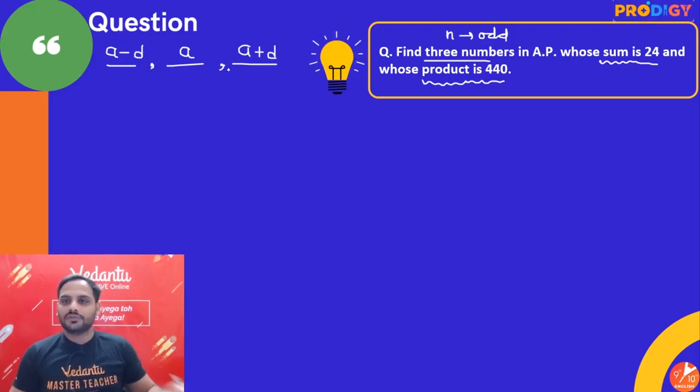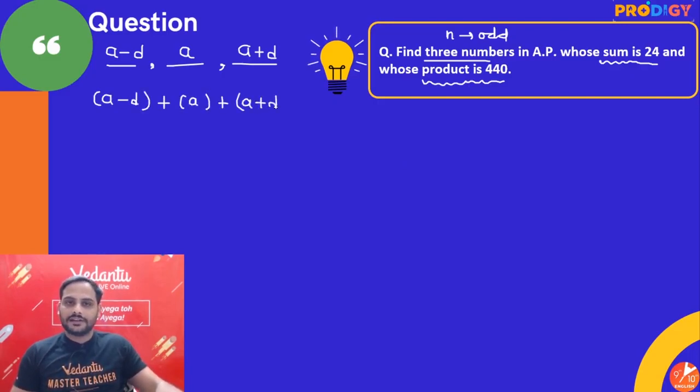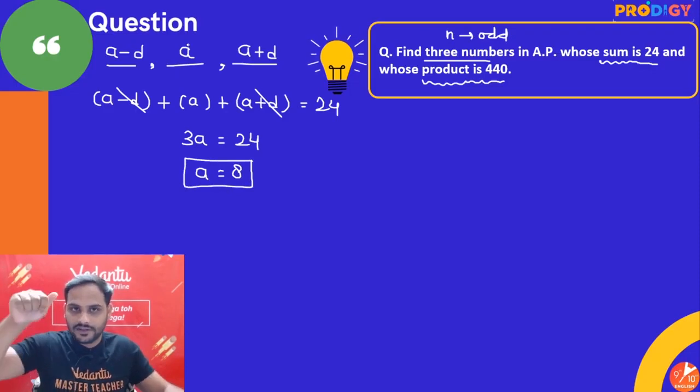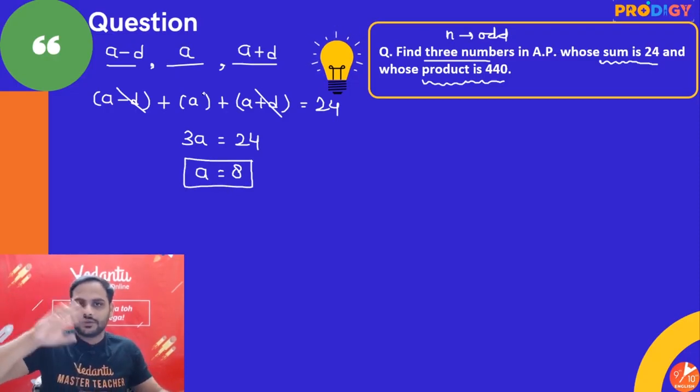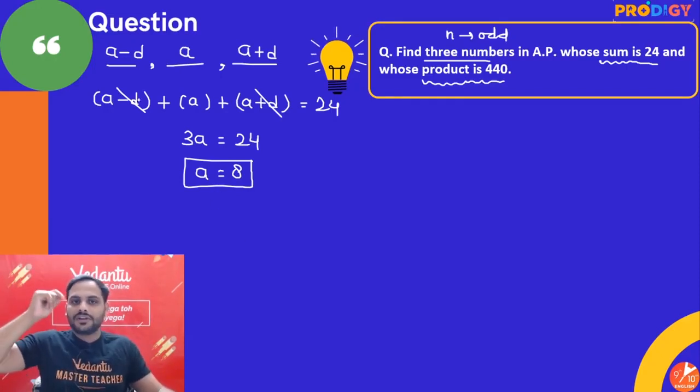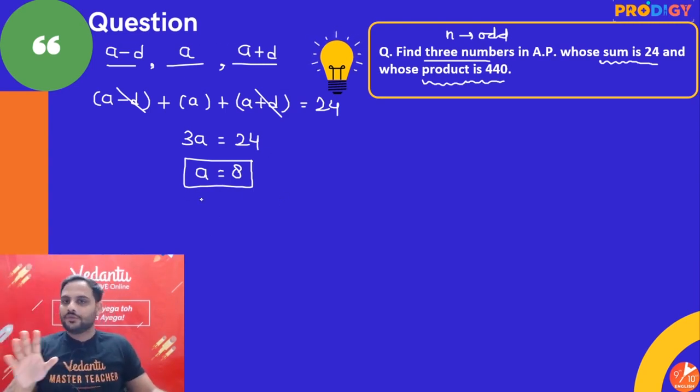All right. Now use both the equations. First thing, the sum is 24. So A minus D plus A plus D is equal to 24. Guys, D and minus D will get cancelled. 3A is equal to 24. So A is equal to 8. Understand this thing. This A is not the first term. This A here is the middle term. So here A and D do not represent what they were representing earlier. But once I get the value of A and D, I can easily get all the terms by replacing the value. Okay. So A is 8.